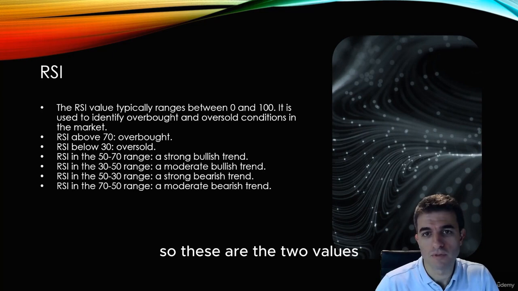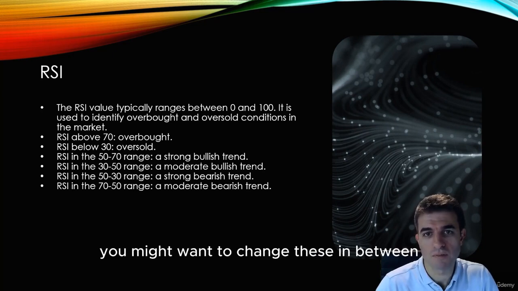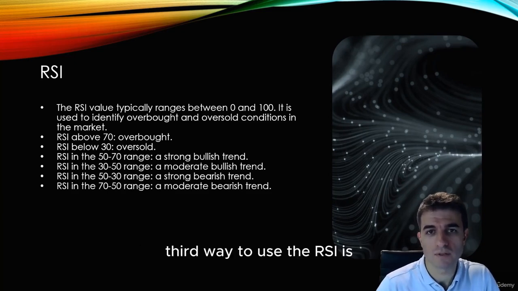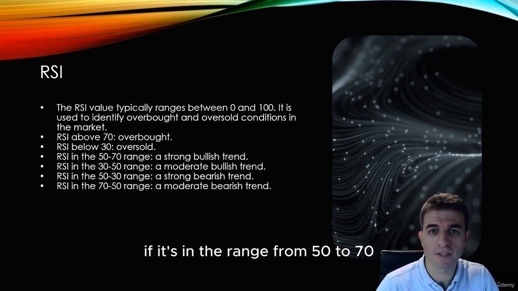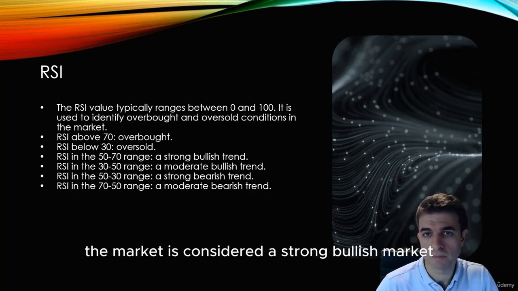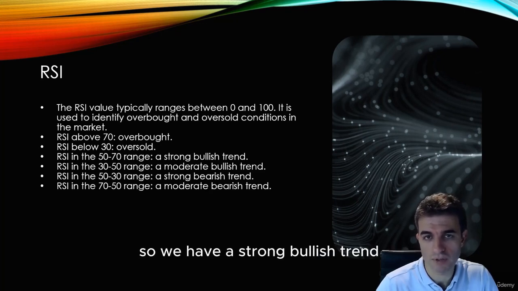So these are the two values. You might want to change these in between, let's say 20 or 80, 10 and 90, and so on. The third way to use the RSI is if it's in the range from 50 to 70, in this case, the market is considered a strong bullish market. So we have a strong bullish trend.